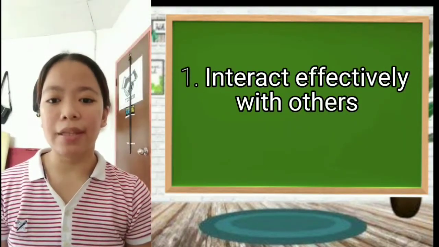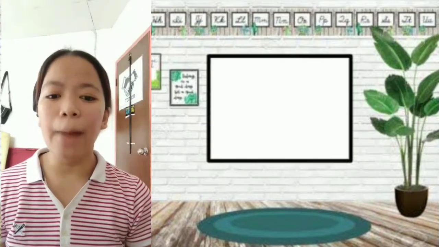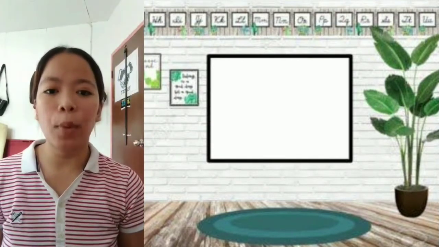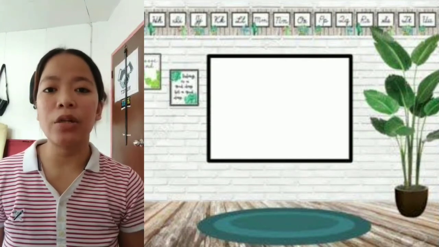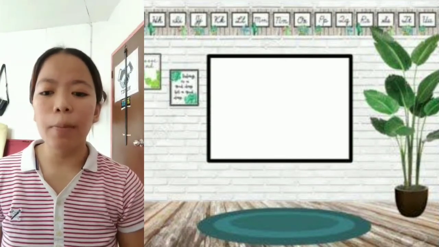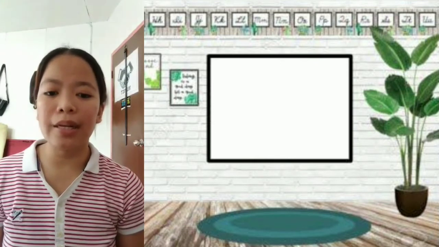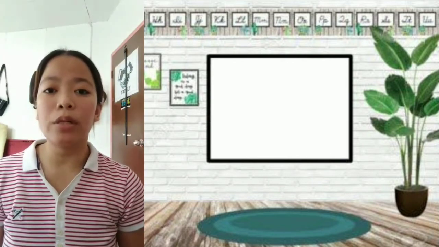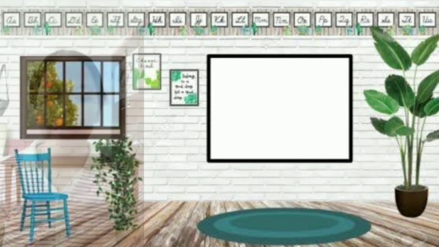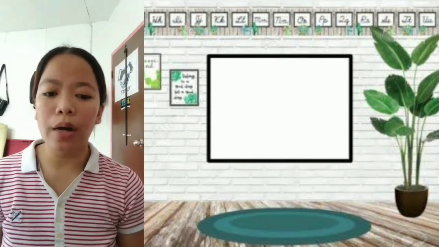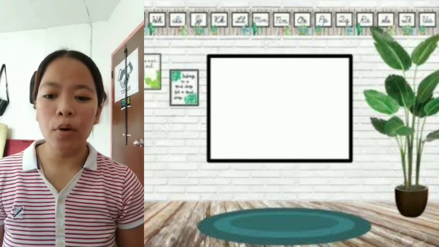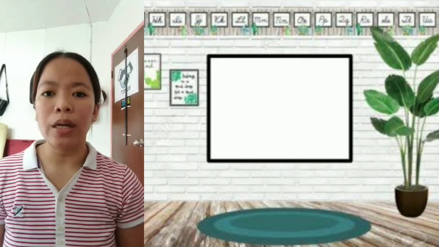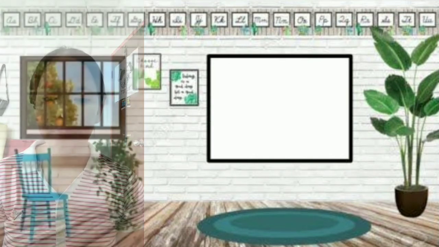First, interact effectively with others. Know when it is appropriate to listen and when to speak. Communication skills play an important part in your daily life and in your life as a teacher. Being able to listen well to your students, colleagues, school head, friends, and family is necessary if you want them to listen to you as well when you speak. In the classroom, knowing when to talk and when to listen can provide both you and your students with a harmonious relationship that will lead to effective learning.